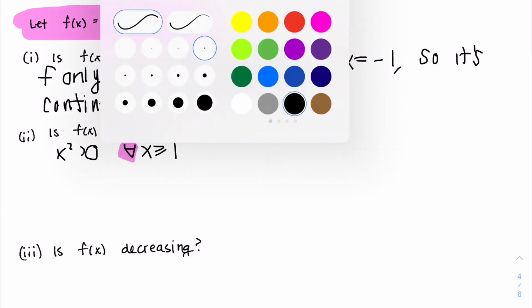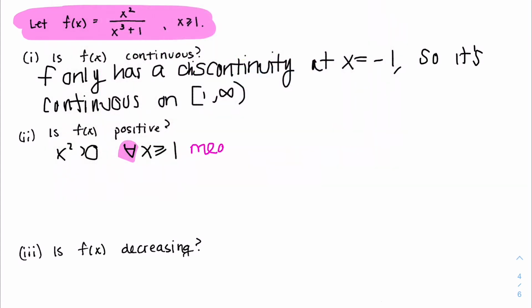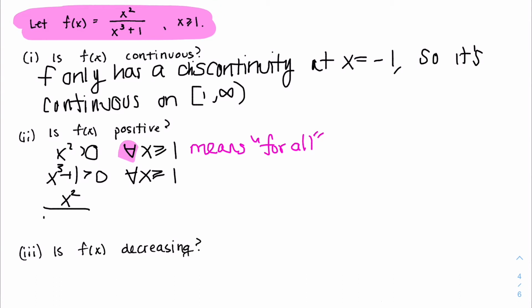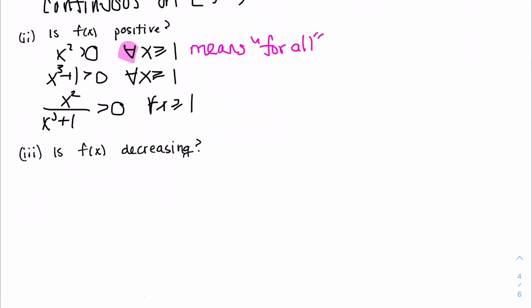So it's kind of a side note here. This means "for all", so you don't have to keep writing that over and over. Then if you look at the denominator, we've got x cubed plus 1 is definitely greater than 0 for all x greater than or equal to 1. So the numerator and denominator are both positive. So when you take the ratio of these two, it's definitely going to be greater than 0 for all x greater than or equal to 1. Okay.